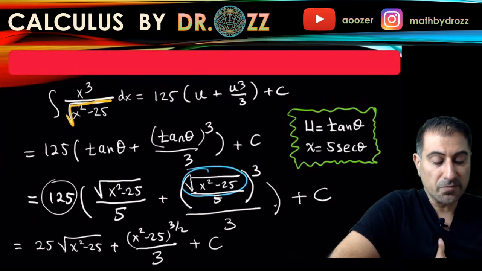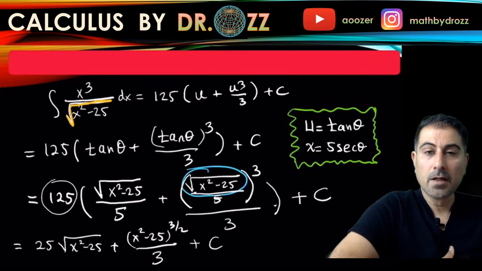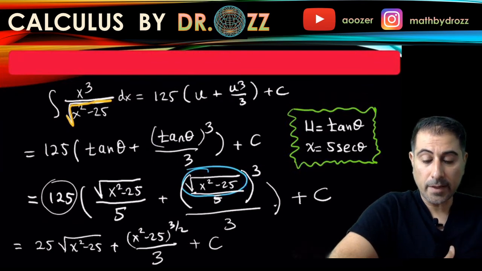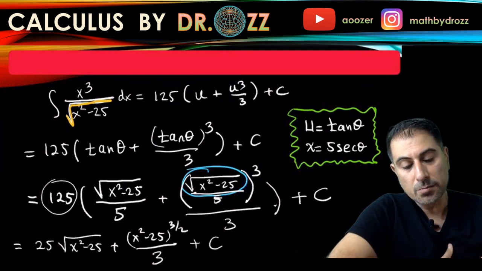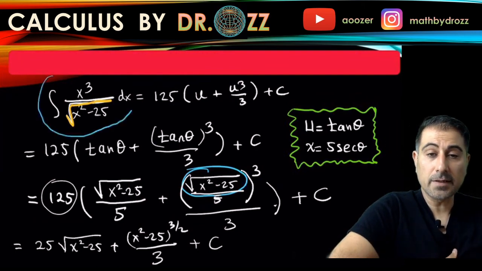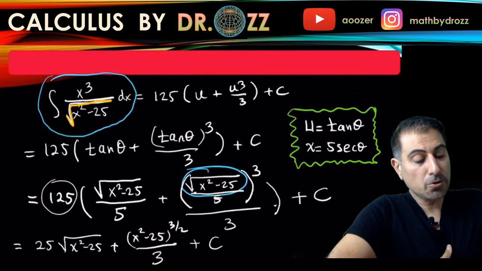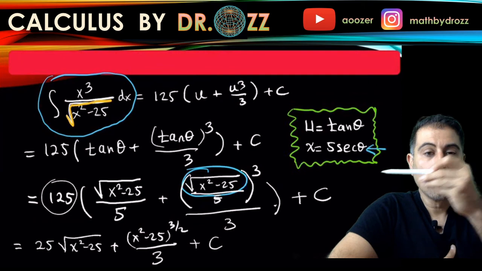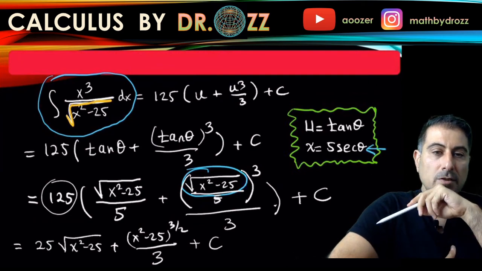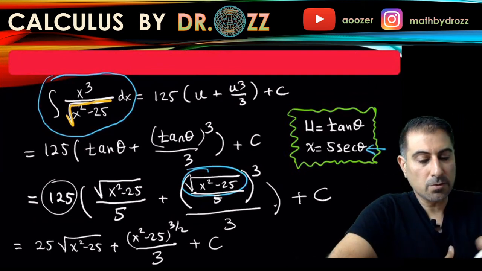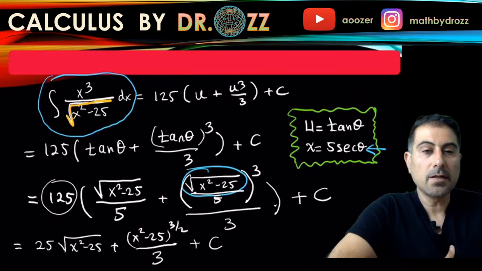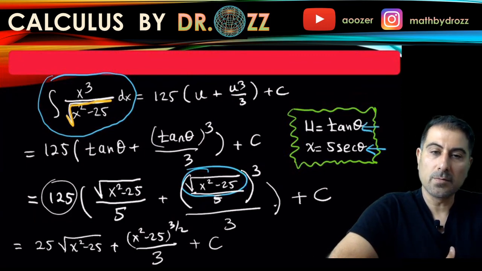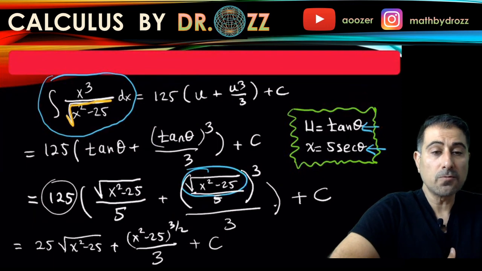Okay, you can even simplify this further. It's up to your taste. But at this moment, we're done with integrating x cubed over radical x squared minus 25 dx, by first using the substitution x equals 5 secant theta, right here, and then next we use the u equals tan theta substitution as an in-between step, to simplify the integral to something that I can use the power rule for integration.